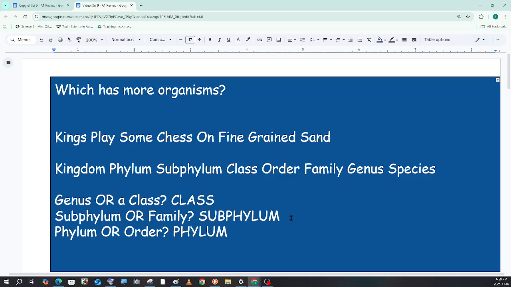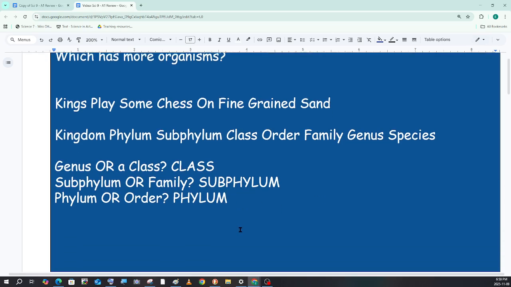All right, so whichever level of the taxonomy appears first in this order, which you can recite by using the phrase "kings play some chess on fine-grained sand," whichever level you encounter first, starting from kingdom and going down to species, that level is going to have more organisms than the other one. Okay, so just keep that in mind.